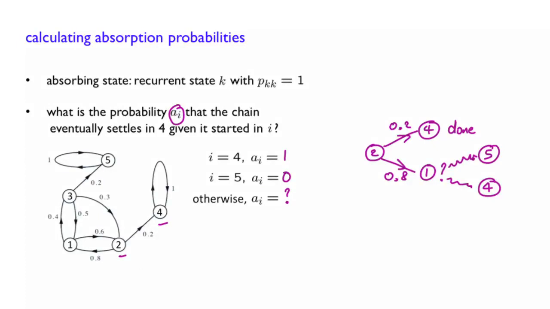Well, we don't know. But one of them has been defined before. This represents the probability of ending up in 4 given that you start in 1. And that has been defined here. This is nothing else than A1.